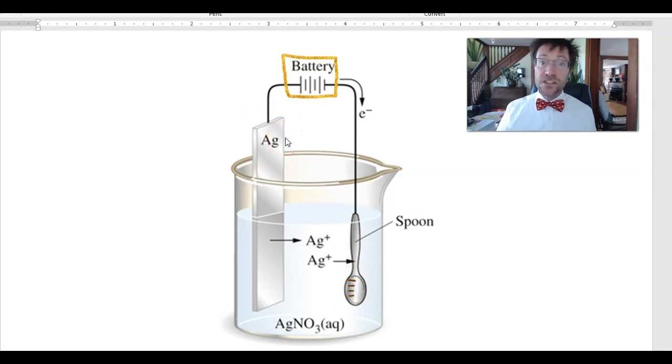This is how silver plating works. We have a big hunk of silver. We have a solution with silver ions. And we have a thing. It's going to be a spoon. We have a silver plated spoon. It's literally how they make a lot of silver cutlery.